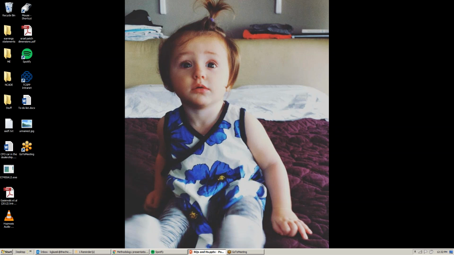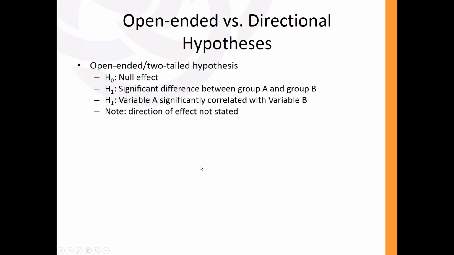These should really look like that, so that you have these little subscripts here. I don't know what happened there. Anyway, so remember, the null hypothesis is that there's no effect, right?